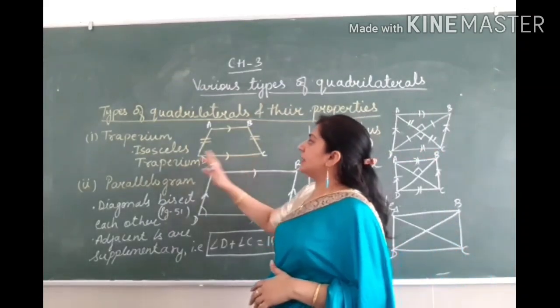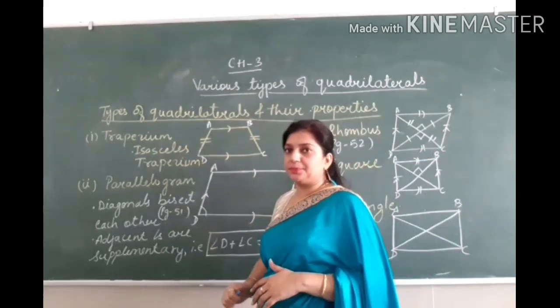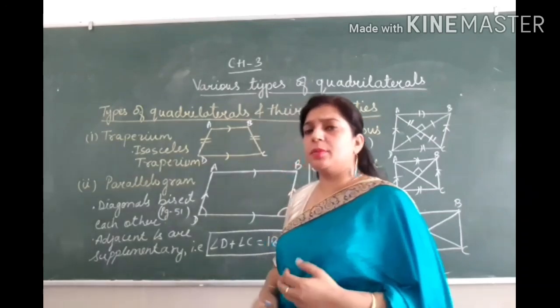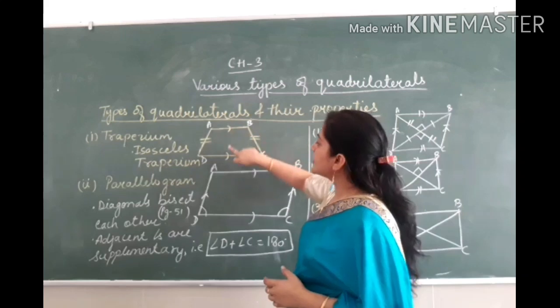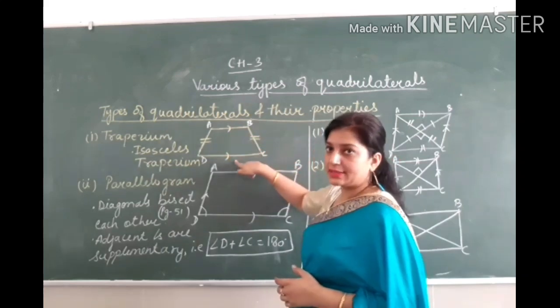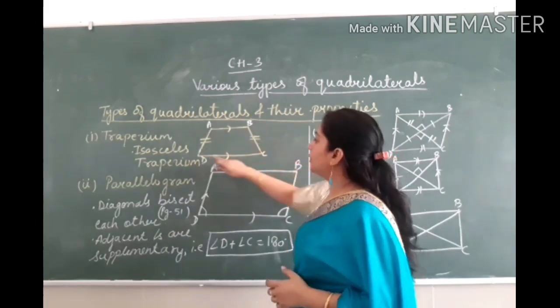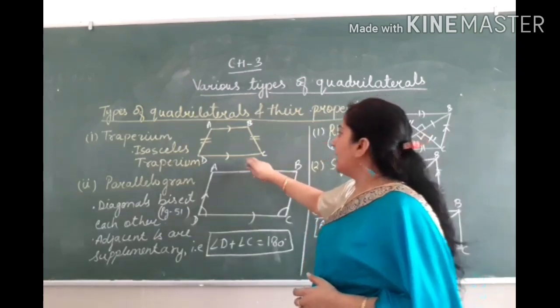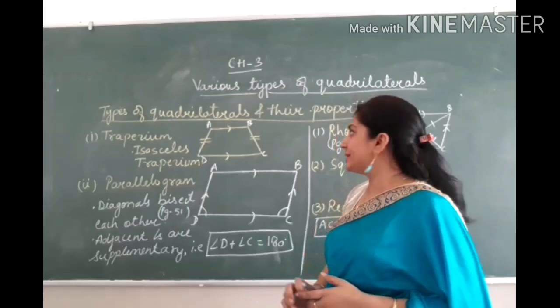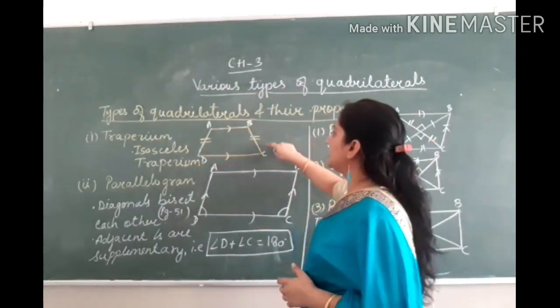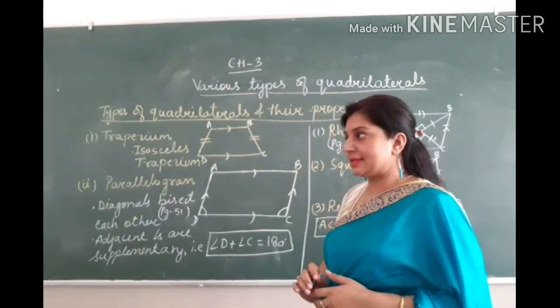The first quadrilateral that we are going to learn is trapezium. You all might have come across this figure, trapezium. Trapezium means there is one set of parallel lines. AB is parallel to DC. And AD and BC, they are non-parallel sides.